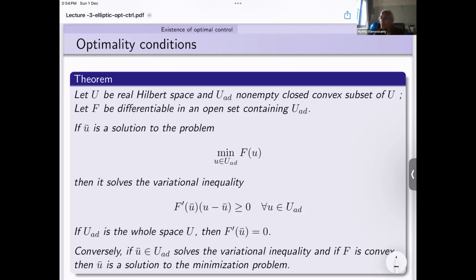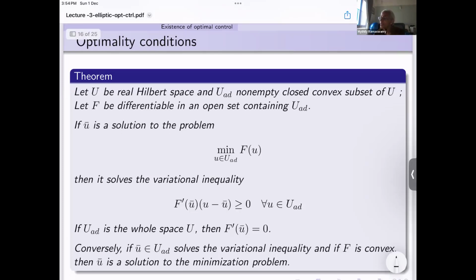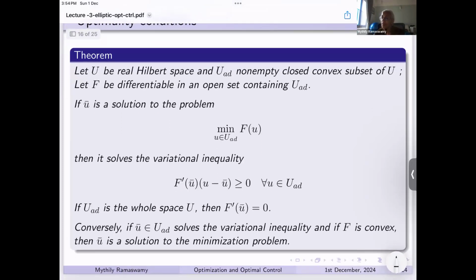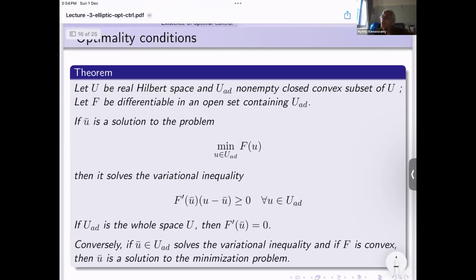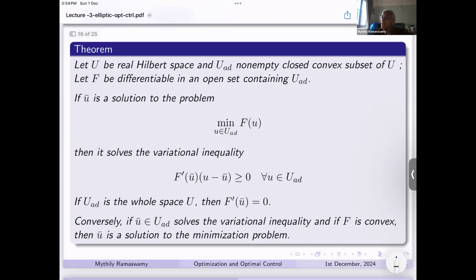Okay. Conversely, if u bar in U add solves the variational inequality and F is convex, then u bar is a solution to the minimization problem. So these are both necessary and sufficient conditions, which we call the optimality conditions.